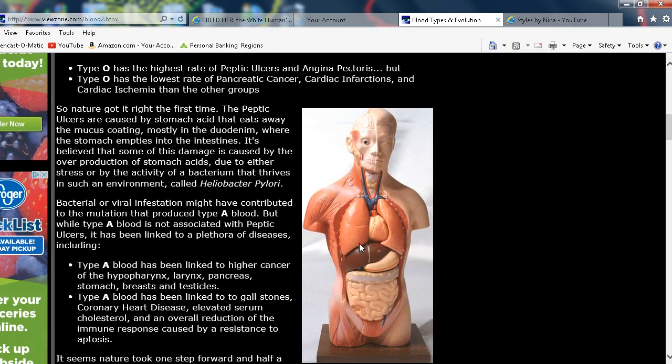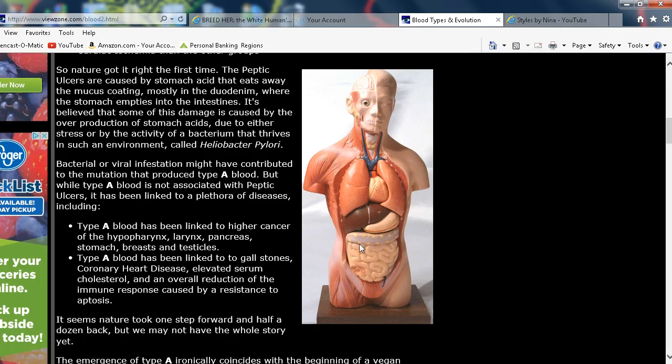Type O has the highest rate of peptic ulcers and angina pectoris, but type O has the lowest rate of pancreatic cancer, cardiac infarctions, and cardiac ischemia than the other groups. So nature got it right the first time. The peptic ulcers are caused by stomach acid that eats away the mucus coating, mostly in the duodenum where the stomach empties into the intestines.